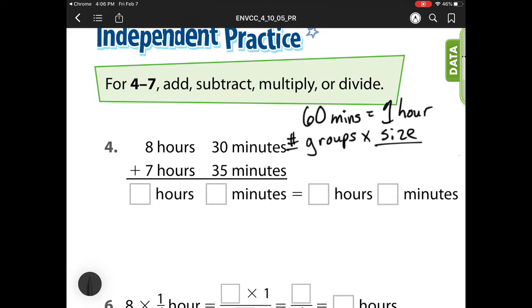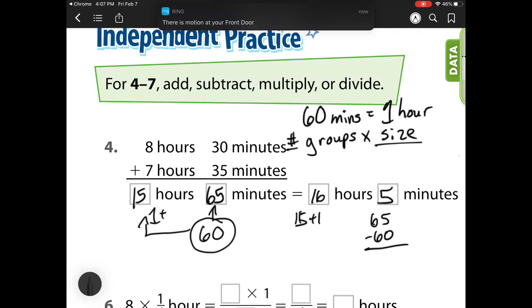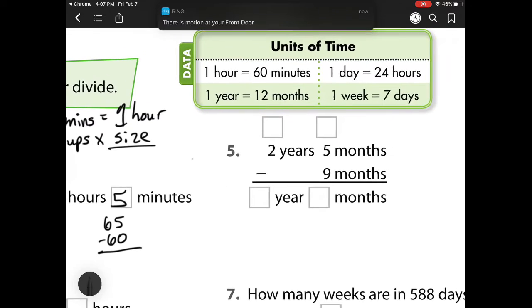All right, so here we have 30 plus 35 is 65 minutes, and 8 plus 7 is 15 hours. But notice here, I have 65 minutes, and I only need 60 to make 1 hour. So I'm going to take away a group of 60 here, and I'm going to trade that one group of 60 for 1 hour. So here, 1 hour plus 15 is equal to 16 hours, and here I have 65, which I took away 60 minutes, which leaves me with 5 minutes.